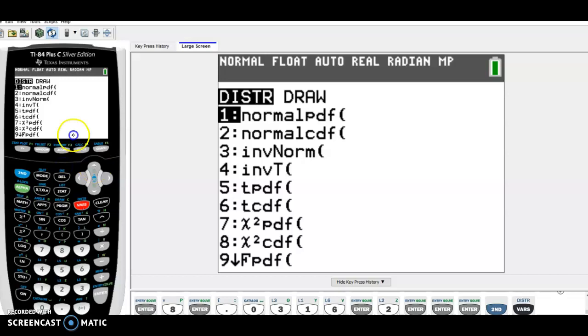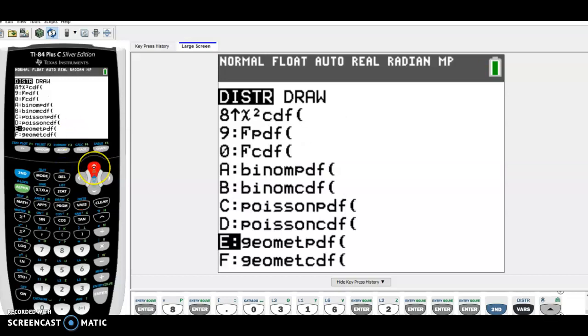So still under second distribution. This one's just even closer to the bottom. PDF finds an exact point. CDF finds accumulation of points.